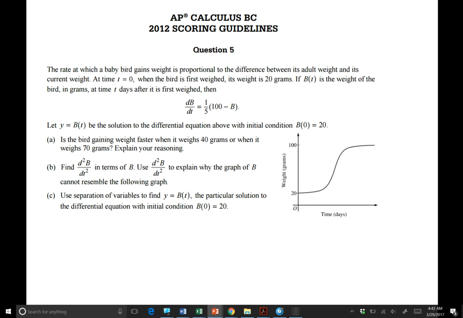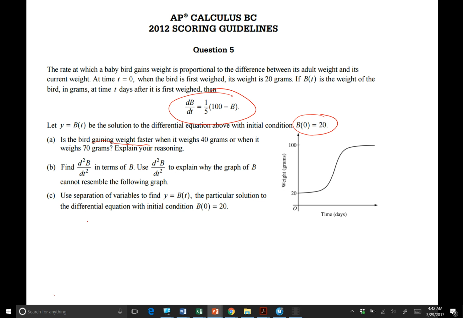Let y equal b of t be the solution to the differential equation above with the initial condition b of 0 equals 20. So we know we're going to use that initial condition somewhere. Is the bird gaining weight faster when it weighs 40 grams or when it weighs 70 grams? Explain your reasoning. So it's talking about it gaining weight, so that's a rate, and this is an equation of a rate. So all we're going to have to do for that one is plug in.